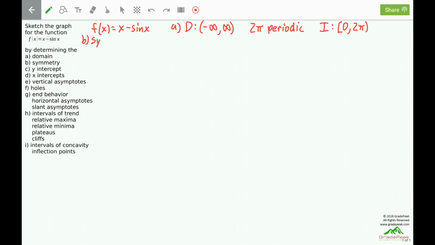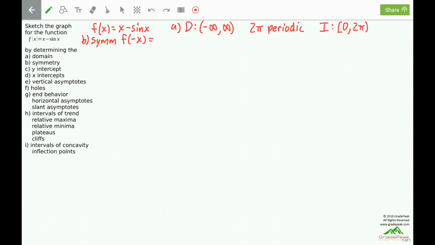For part B, we want to determine if there is any symmetry. This is done by evaluating f of negative x and comparing it to the original function f of x. F of x is made up of an odd power of x, this is an implied first power, which has origin or odd symmetry, and sine x, which also has origin or odd symmetry. So overall, it should have origin or odd symmetry.